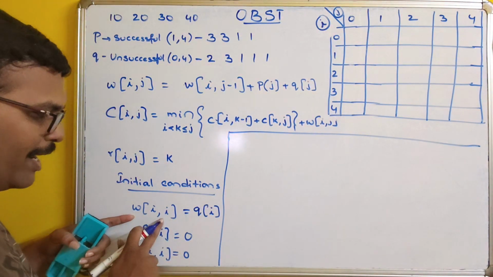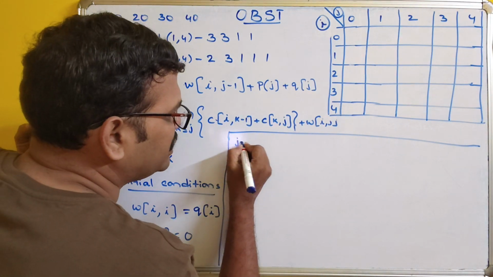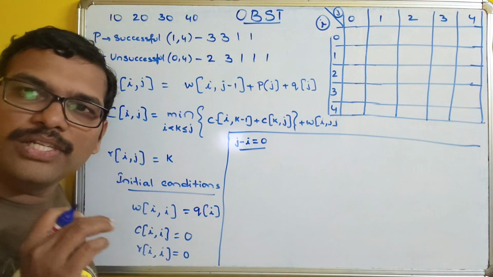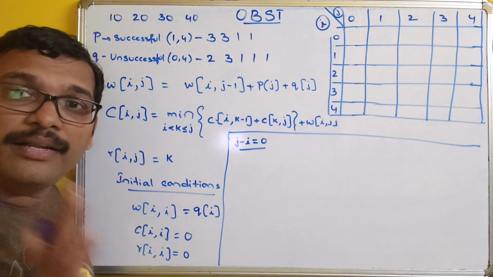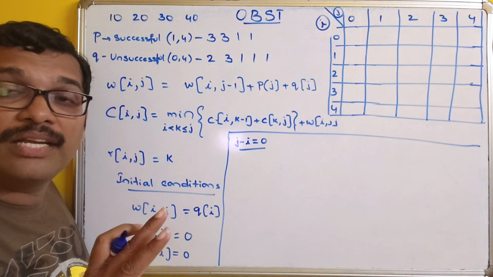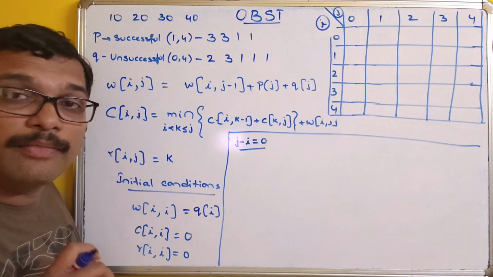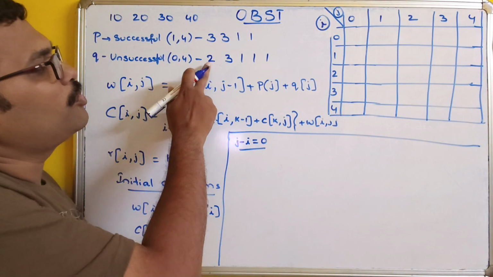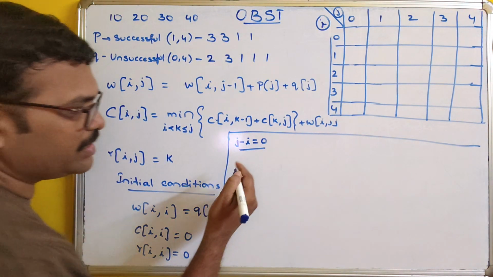Now, initial conditions, whenever j minus I is equal to 0, that means there are no nodes in a tree. If there are no nodes in a tree, obviously the cost will be 0, the root will be 0. But the weight, that means the frequency, will be 2 or 3 or 1 or 1 or 1. Okay, let us check.